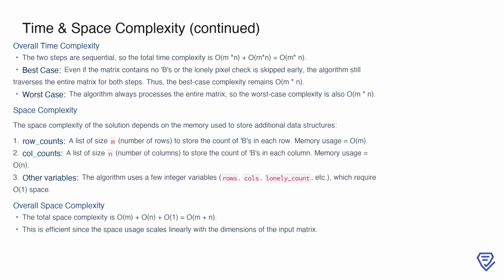Turning to space complexity, the algorithm uses two auxiliary lists, row_counts to store the number of Bs in each row and col_counts to store the number of Bs in each column. These lists require O(m) and O(n) space, respectively. Additional variables such as counters use constant space, O(1), and do not scale with the input size.